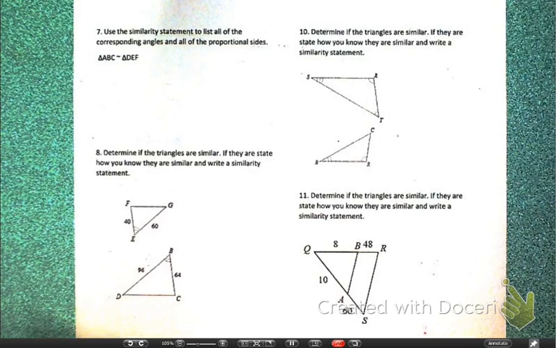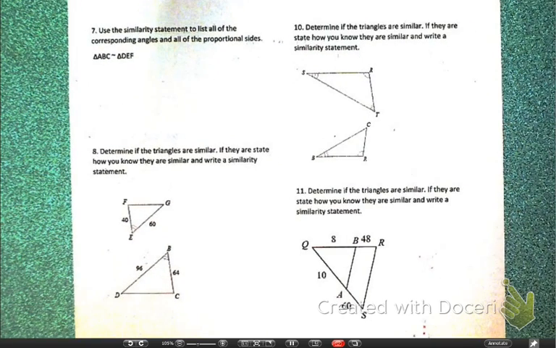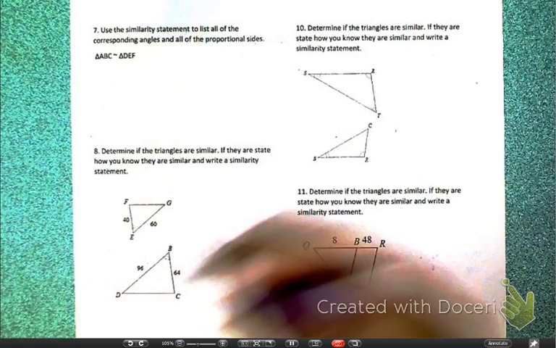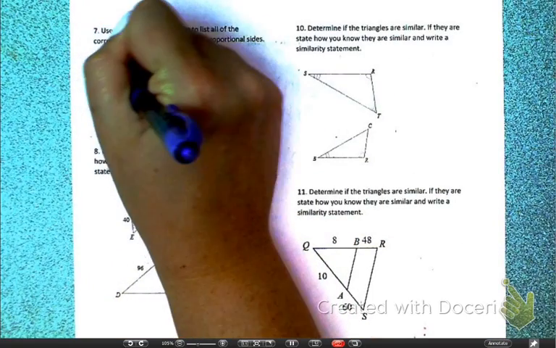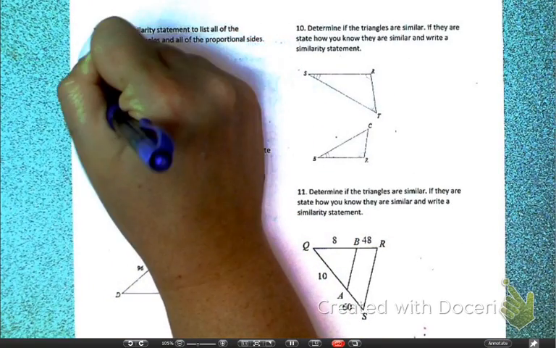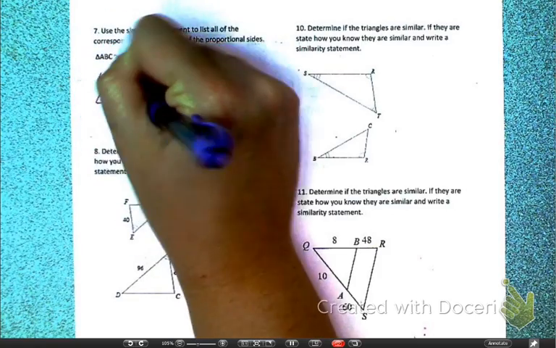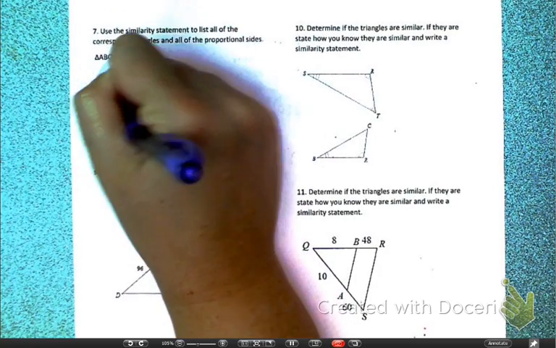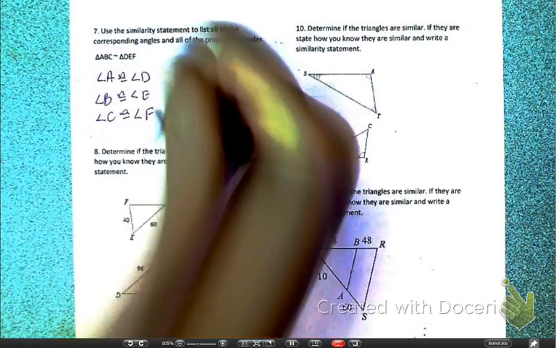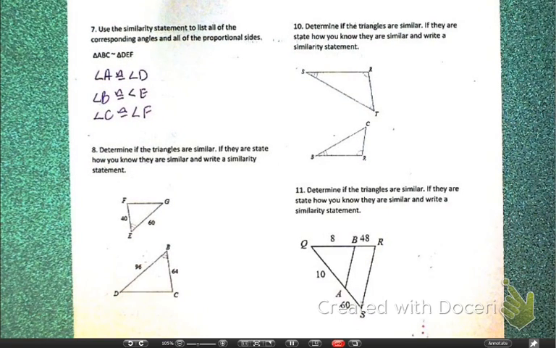Number 7, you are looking at the similarity statement and writing all the angles that are congruent and all the sides that are proportional. So you should have angle A is congruent to angle D, angle B is congruent to angle E, and angle C is congruent to angle F. Make sure you have the angle symbol. Make sure you have the congruent symbol.